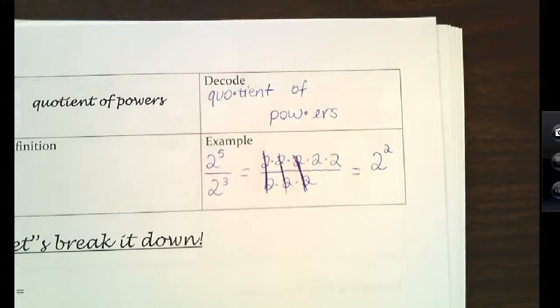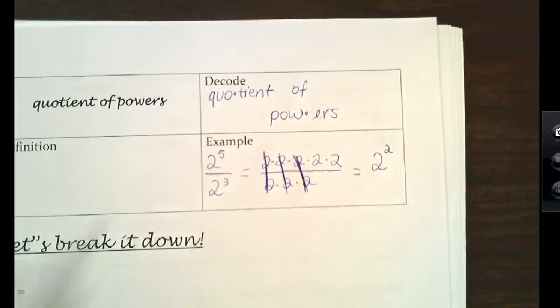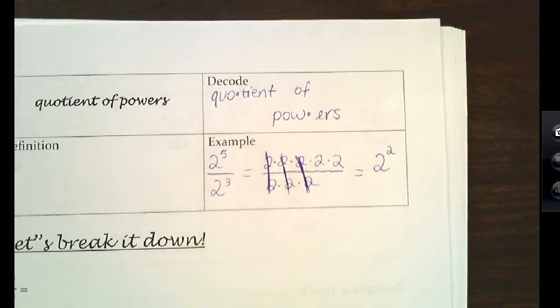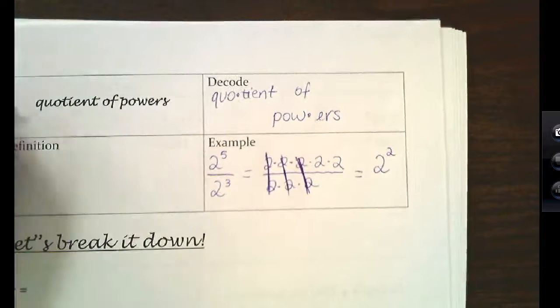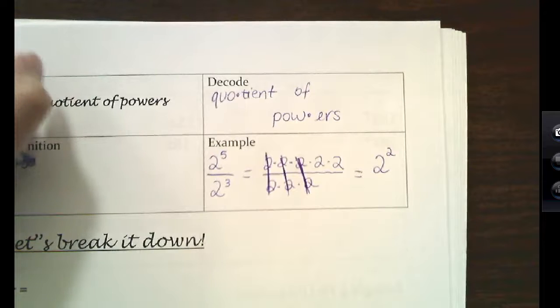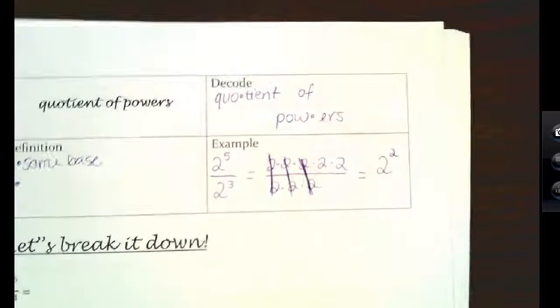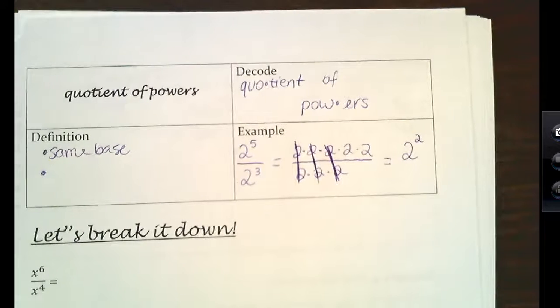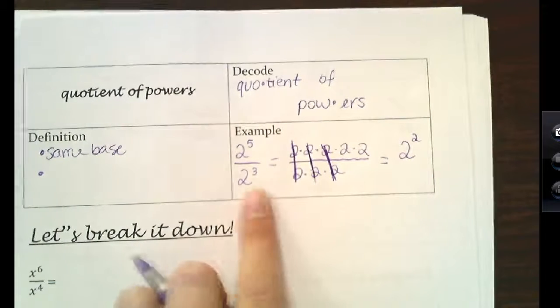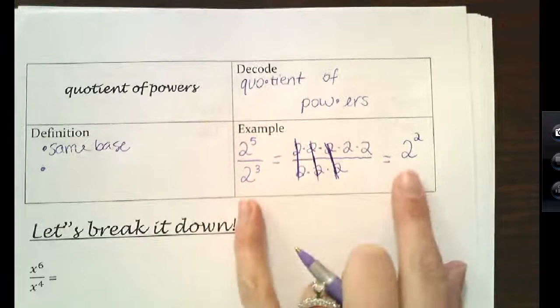Now, are you going to want to have to write out all those 2's every single time? No. So who thinks they could raise their hand and give me the rule for quotient of powers? The first rule is they have to have the same base. So this only works if their base is the same. But who thinks they could add? What's the second part of the rule? Take a look at what we started with. Take a look at the answer.